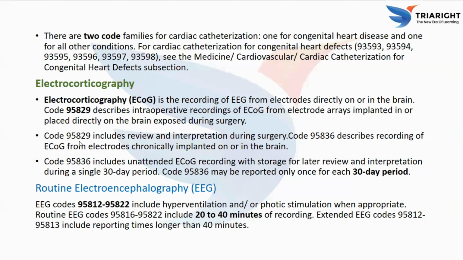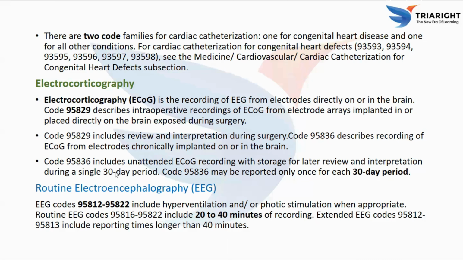And CPT code 95829 is an intraoperative ECoG. Generally this code description is used when the brain is exposed during surgery and electrodes are placed temporarily. This includes recording, review, and interpretation during the surgery. So 95829 is only intraoperative. It cannot be billed for long-term or outpatient monitoring.